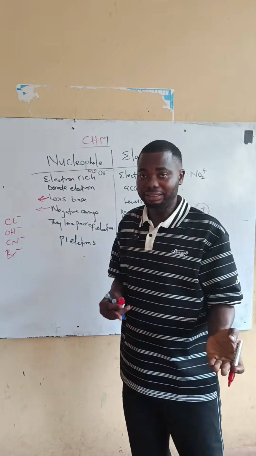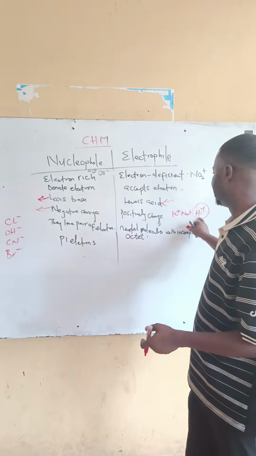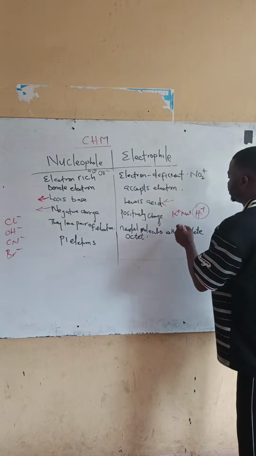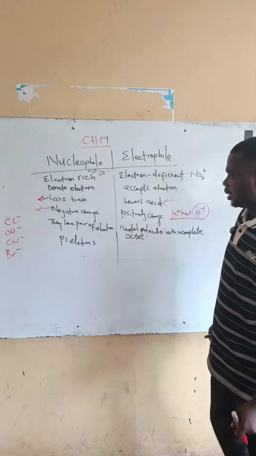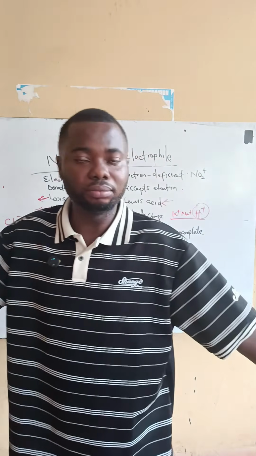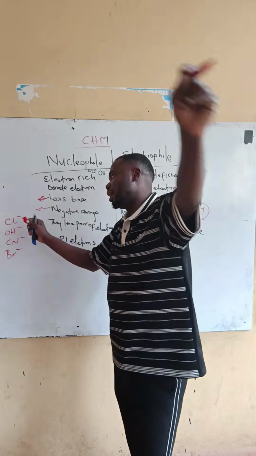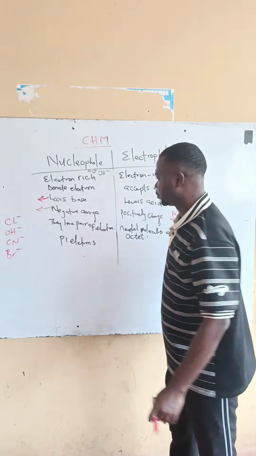Because we are dealing with organic chemistry, most likely you'll be seeing H plus. They are all electrophiles because they are positively charged. So anytime you see a negatively charged atom, you say it is a nucleophile. Positively charged, you say it is an electrophile. Now let's move to the next one.